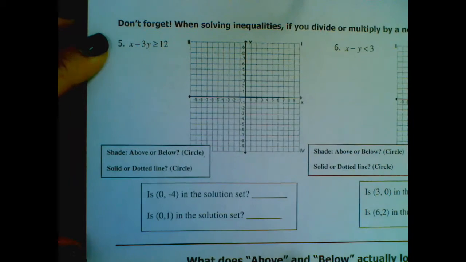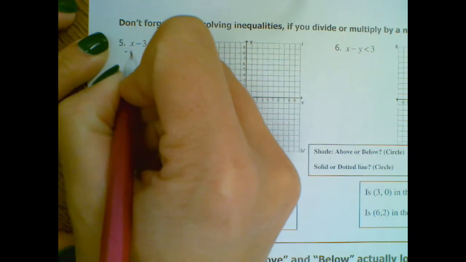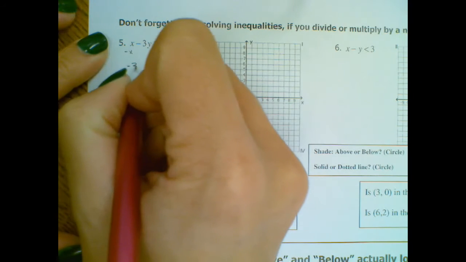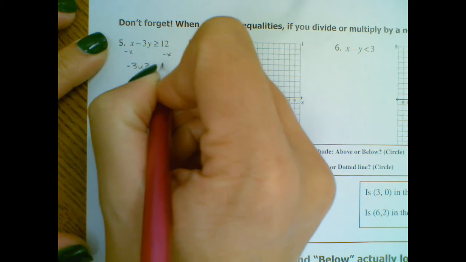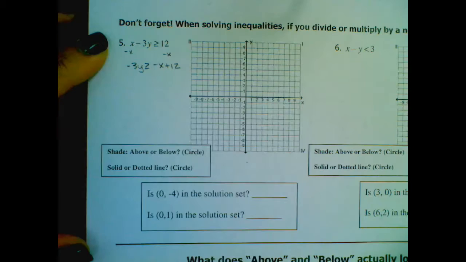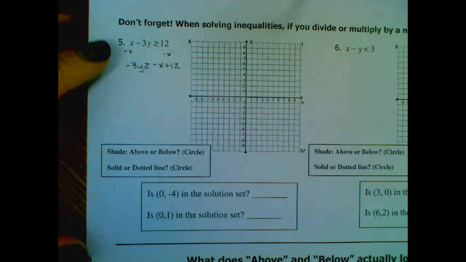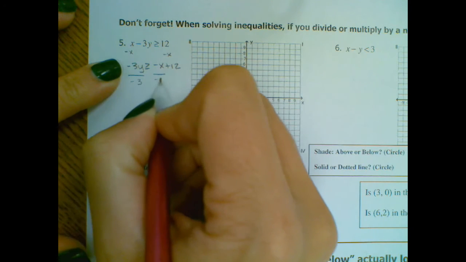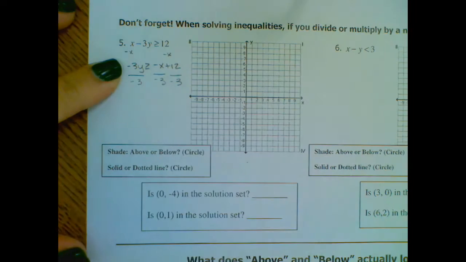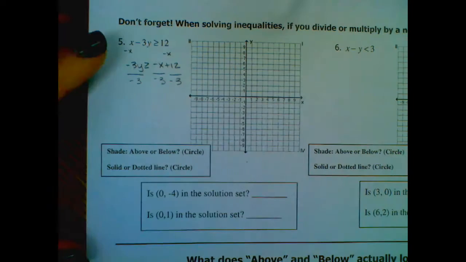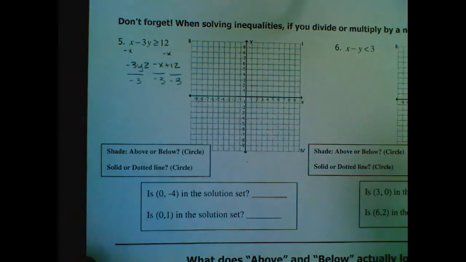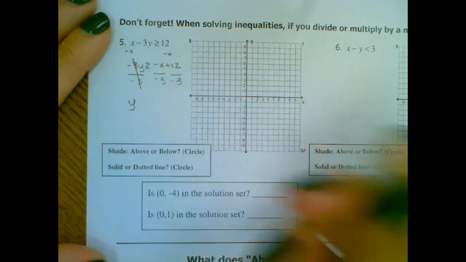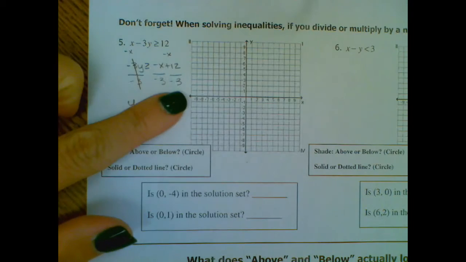All right, first things first is we need to solve this for y. So we're going to subtract x from both sides. Okay, y is not by itself yet. We're going to have to divide by -3. And when we divide something, we divide every single individual term by it. So our -3's will cancel here. So we have y.